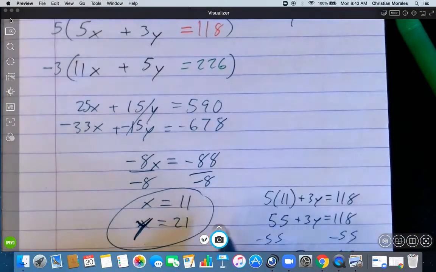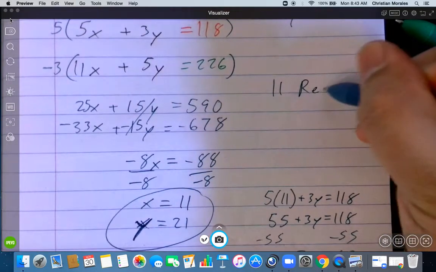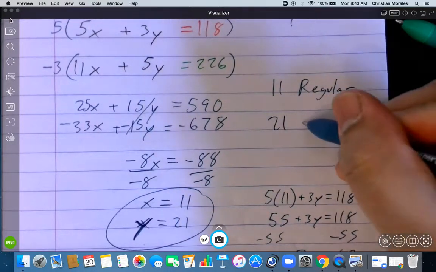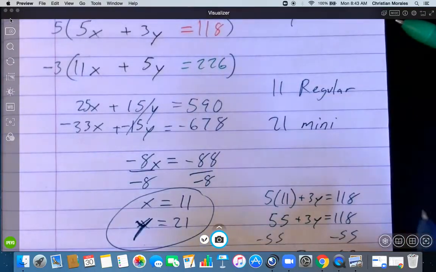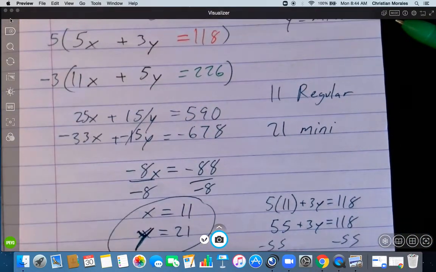There's your answer. Now, what does this mean? Remember the scenario. X is the regular case. So we have 11 regular bouquets and 21 mini bouquets. Okay, so remember what they represent in a word problem. Okay, last problems.